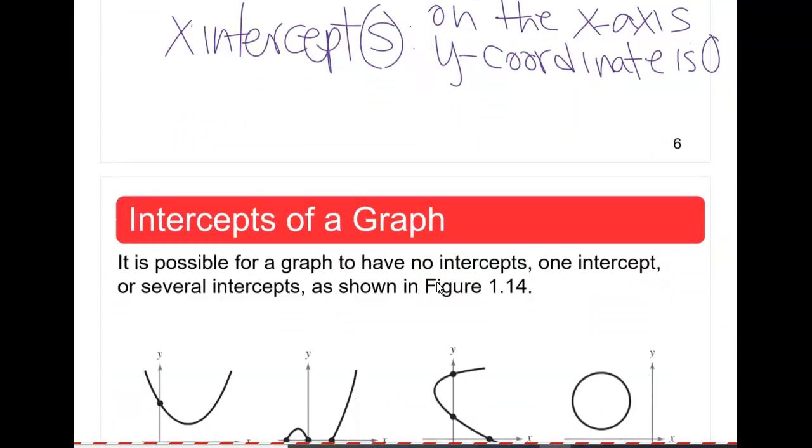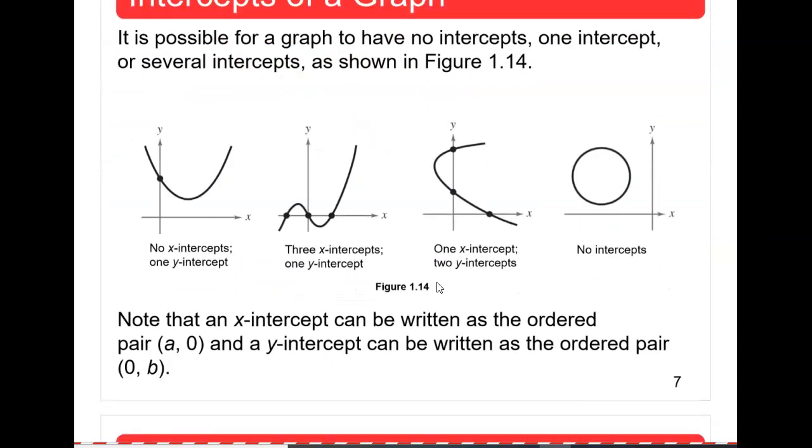Okay, so based on the graphs that we have here, we're going to identify the x- and the y-intercepts. The first graph that we see, you can see clearly that it's not touching the x-axis, so it has no x-intercepts. Now, it does touch the y-axis at this particular point, only one point, so it has one y-intercept. The next graph does have 3 x-intercepts. I'm going to highlight them.